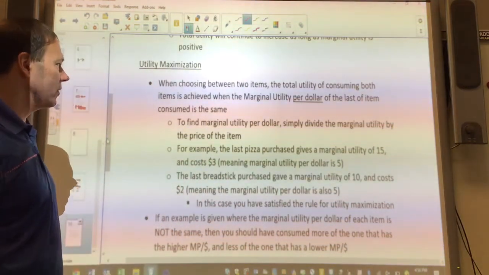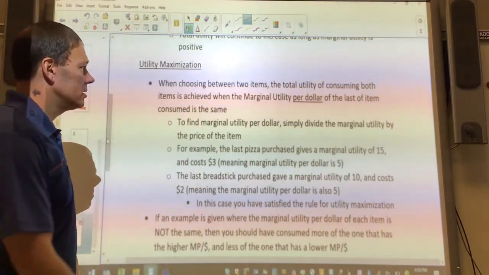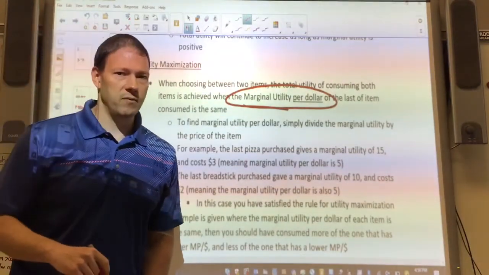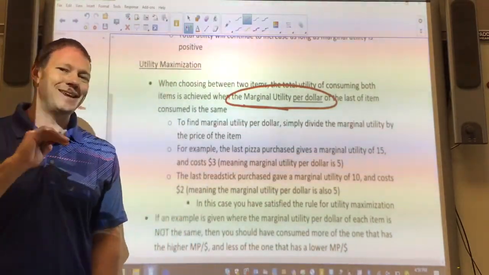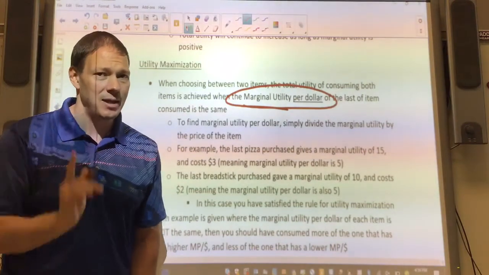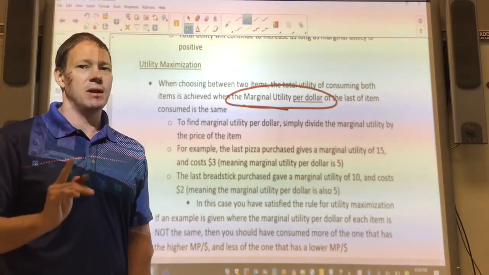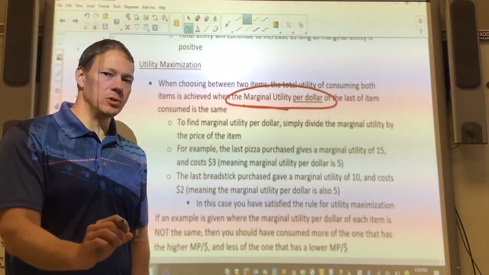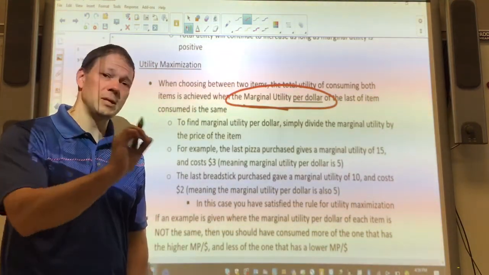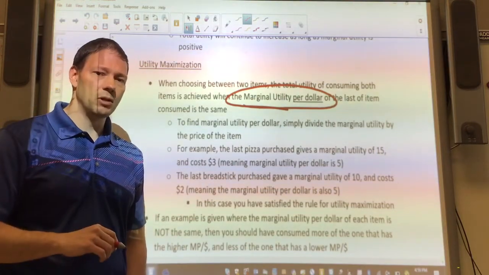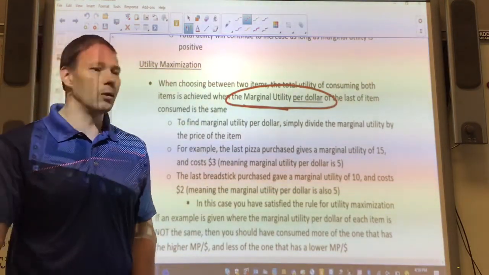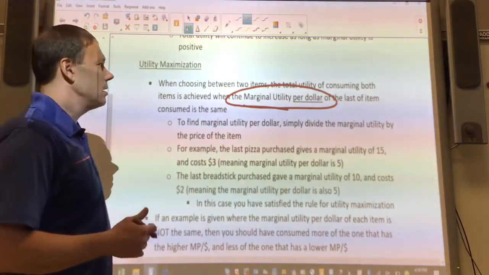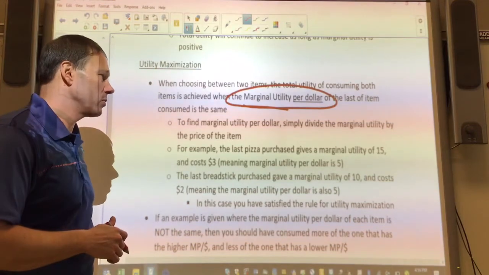So how do we figure this out? The key is, and this is important, marginal utility per dollar. Whenever you're making these comparisons, you always want to get it down to marginal utility per dollar. And you've got to be careful, because they give you different information. Sometimes they give you the total utility, then you've got to figure out the marginal utility, and then the marginal utility per dollar. Sometimes they give you the marginal, and you've got to figure out marginal utility per dollar. Sometimes they give you the marginal utility per dollar, and they make you work backwards for some reason. So you always got to be careful with that. But whenever you're making a comparison, marginal utility per dollar is what's most important.